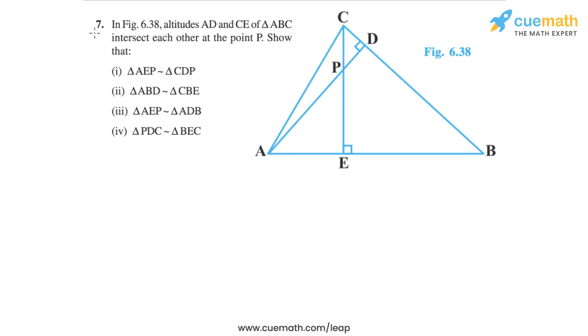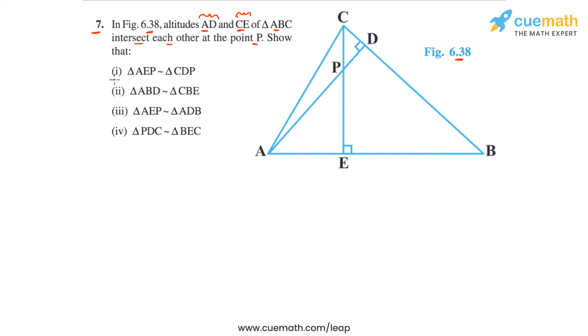In question 7 of this exercise, we are given this figure 6.38 in which the altitudes AD and CE of triangle ABC. So observe the figure carefully. AD and CE are altitudes of triangle ABC. They intersect each other at the point P. Now we have to show these 4 similarity relations that are given in parts 1 to 4. We have to show that they are true. So let's consider them one by one.